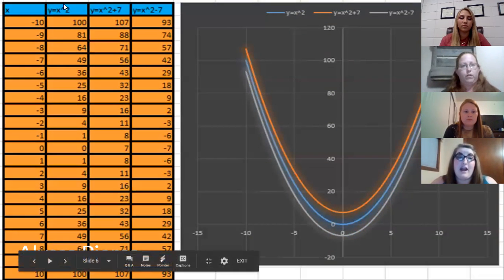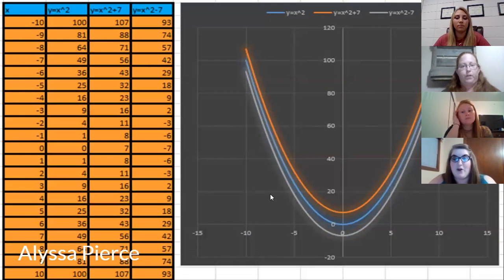So here I have this awesome chart that I've made using Excel, and who else was terrified of Excel when we got started? Me. Oh, yeah. I was too, but then I learned how to love it.